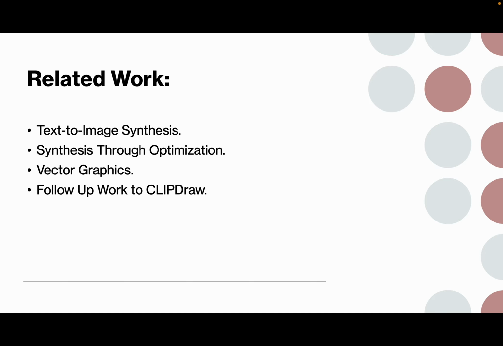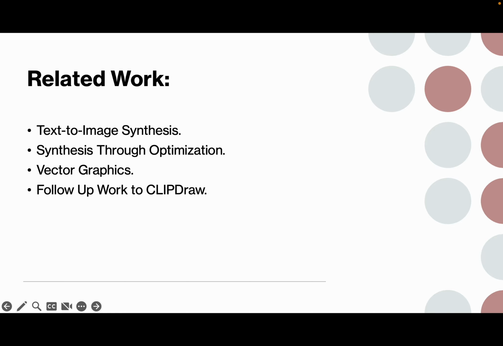The third one is vector graphics. Differentiable renderers can be used to bypass the vector-based dataset limitation and generate drawings using RGBA Bezier curves instead of pixels. Also, there was follow-up work related to CLIPDraw. A draft was previously released to the public research community, and a number of follow-up papers have been published since then.